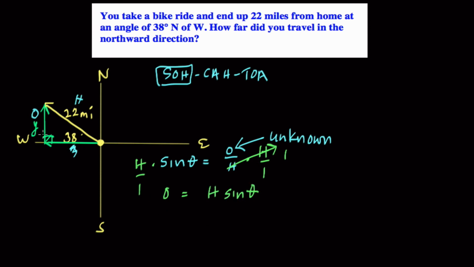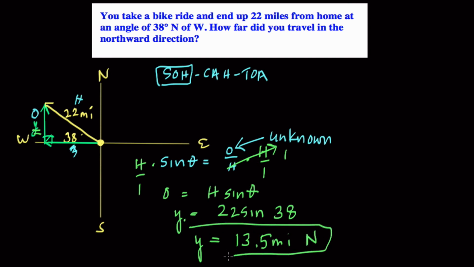I'm calling the opposite side y. The hypotenuse I'm told is 22, and theta I'm told is 38. When I punch that in a calculator, 22 sine 38, I get 13.5. And I need to put units, 13.5 miles, and this is the northern displacement.